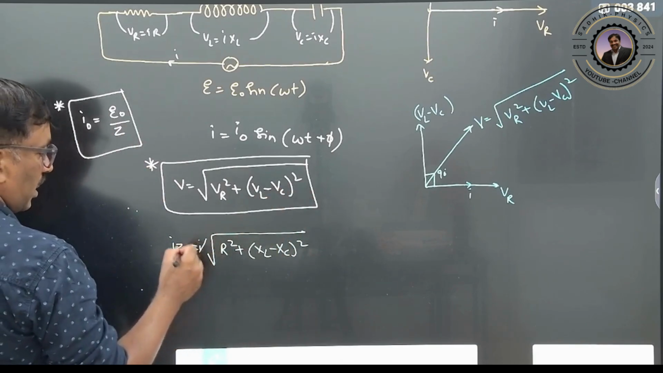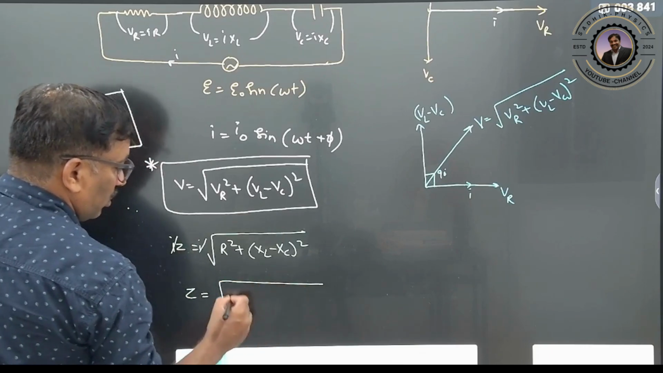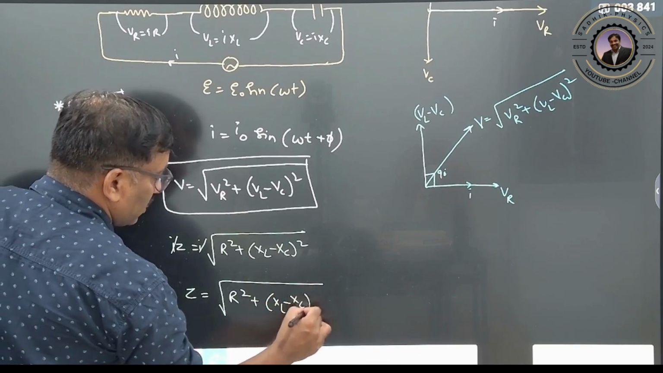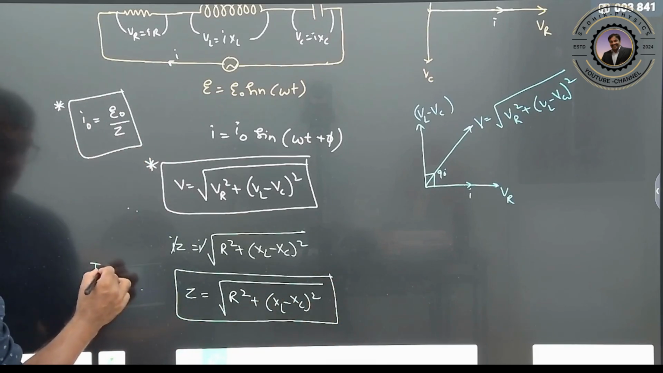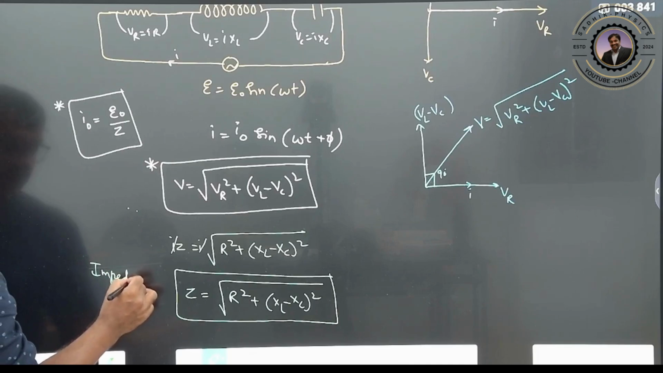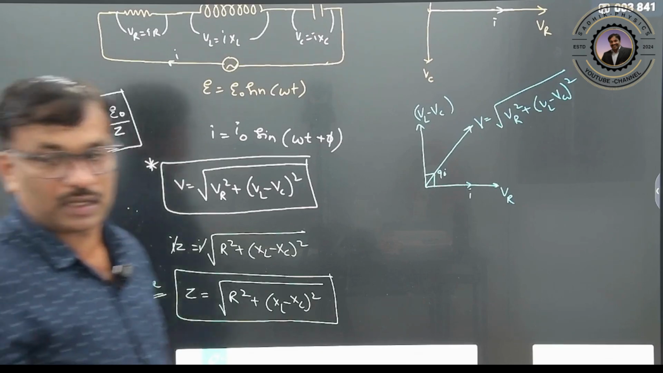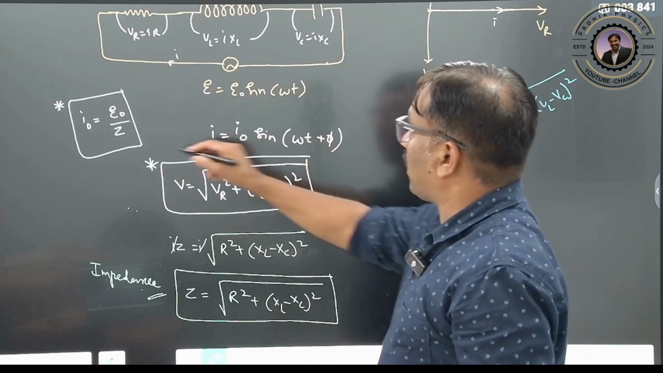So this I and I get cancelled out. Therefore I will get the impedance. Impedance is equal to the square root of R square plus (XL minus XC) whole square. This is your total impedance. Right? Total impedance in this circuit. Clear? Now we want to calculate the total impedance, and I got this Z value.